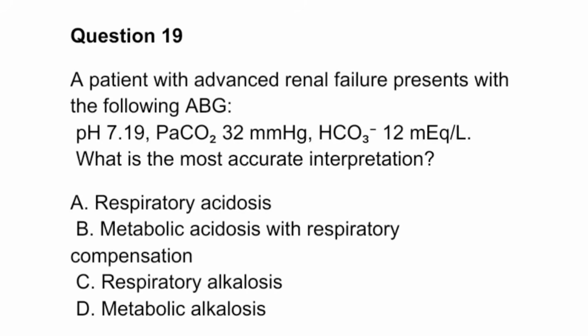Question 19. A patient with advanced renal failure presents with the following ABG: pH 7.19, PaCO2 32 mmHg, HCO3- 12 mEq/L. What is the most accurate interpretation? A. Respiratory acidosis. B. Metabolic acidosis with respiratory compensation. C. Respiratory alkalosis. D. Metabolic alkalosis.